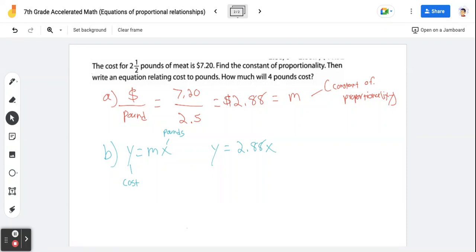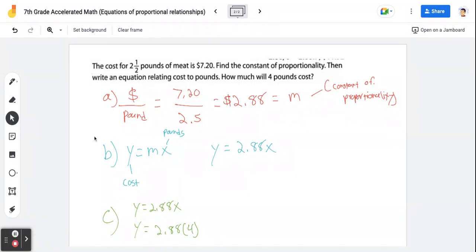Last part. How much will 4 pounds cost? Okay, well, let's substitute. We're going to take that equation, y is equal to 2.88x, but instead we're going to substitute in 4 pounds. So where would the pounds go? Well, pounds we identified up here as our independent variable. So that means I'm going to rewrite y is equal to 2.88 times 4.